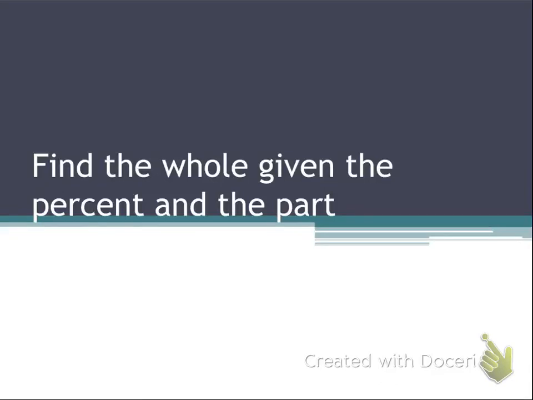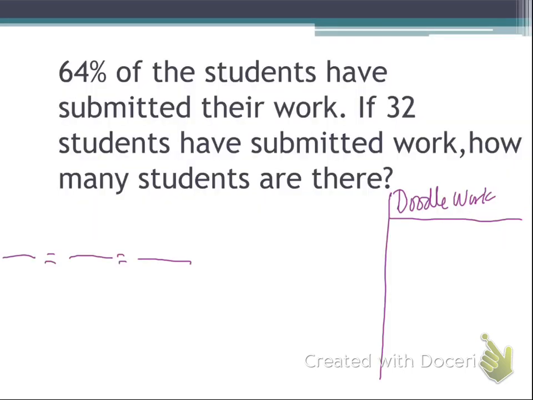We've used the percent proportion to find the part. Now we're going to use the same percent proportion to find the whole. So let's say we have a situation like this. 64% of the students have submitted their work. If 32 students have submitted their work, how many students are there?